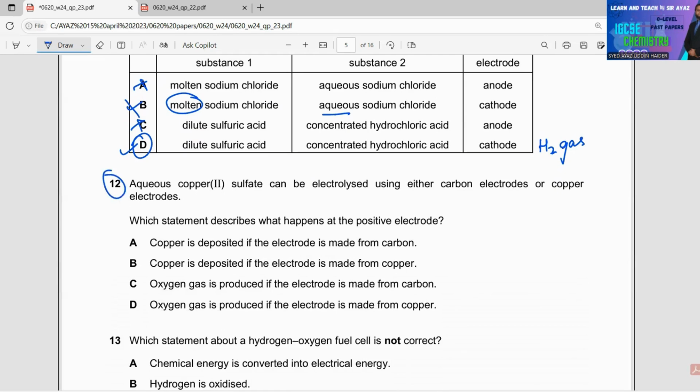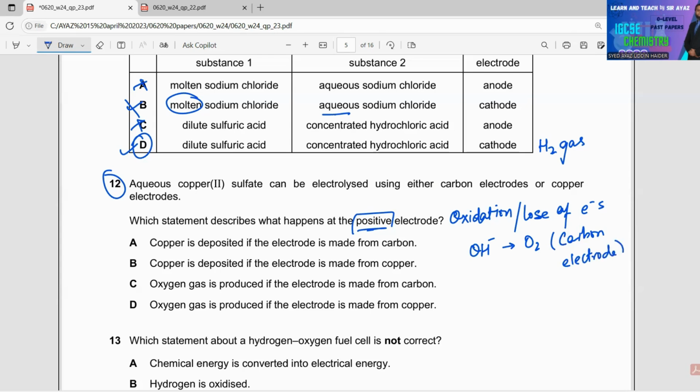12. Aqueous copper 2 sulfate can be electrolyzed using either carbon electrodes or copper electrodes. Which statement describes what happens at the positive electrode? You know that at positive electrodes, there will be oxidation, that is loss of electrons. So if you are using a carbon electrode, you will get deposition of OH negative ions. OH negative ions give O2 in case of a carbon electrode.